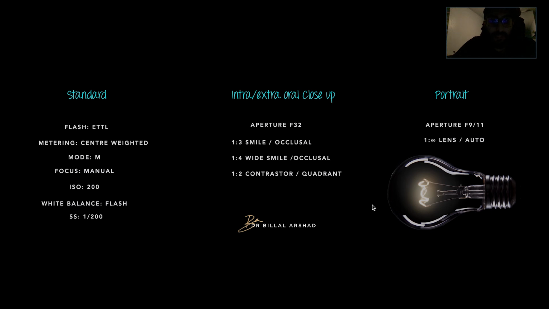And also with the actual lens, you can lock the lens on a 1:3 or a 1:4 ratio or a 1:2 ratio, and you can get the following photographs. When you're going for portrait, I prefer to use an aperture of f9 to 11 and either set the lens to auto setting or choose a spot on the floor and go back to it every time.